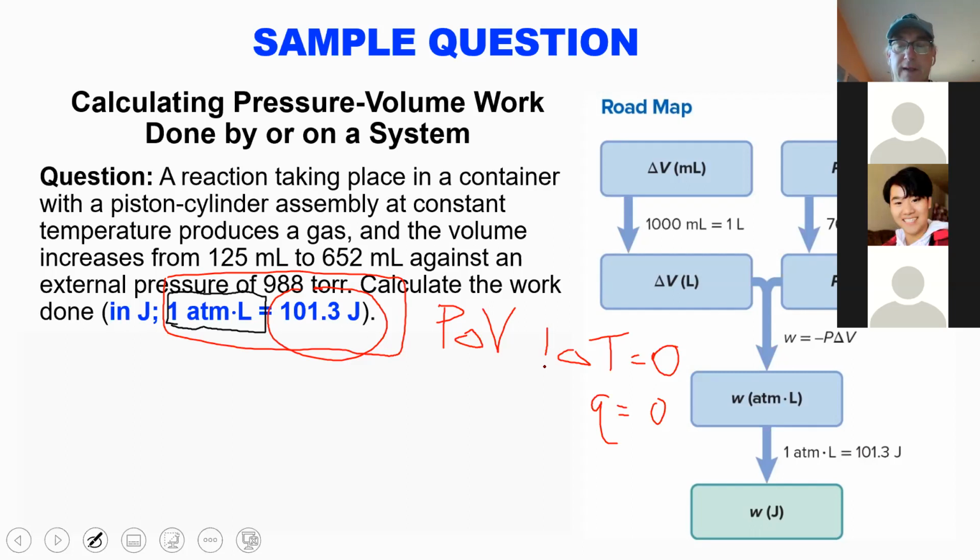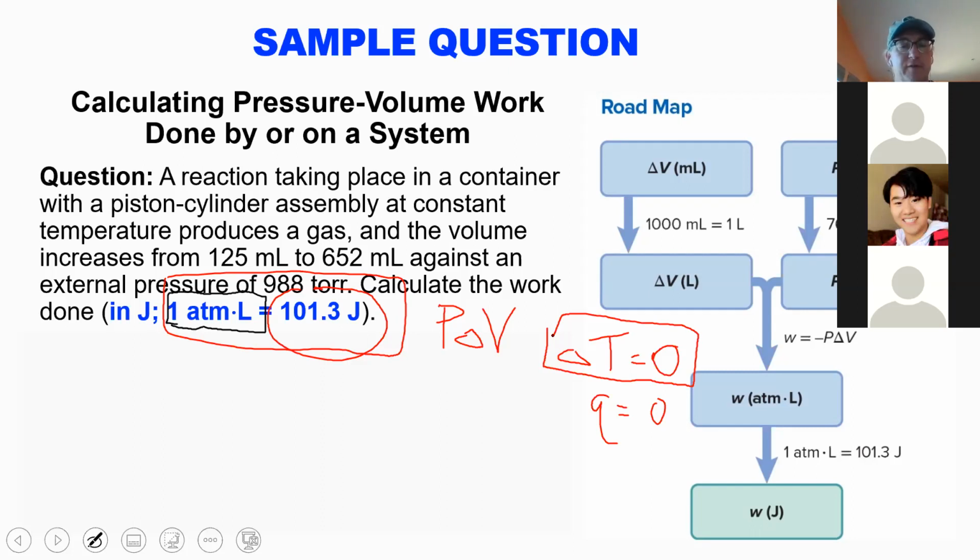So if there's no change in temperature, if delta T equals 0, basically that means that no heat is going in, no heat is coming out. And if there's no heat going in or out, then Q has to be 0. If the temperature of the surroundings goes up, Q is negative. If the temperature of the system goes up, Q is positive. But if the temperature doesn't change at all, then no heat is being exchanged, and we say Q is 0.